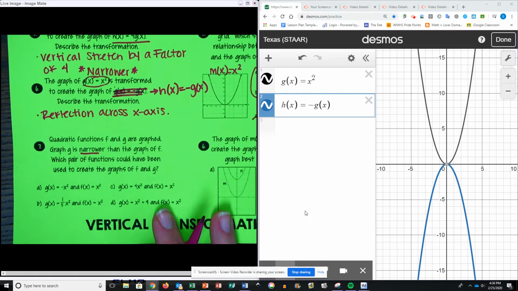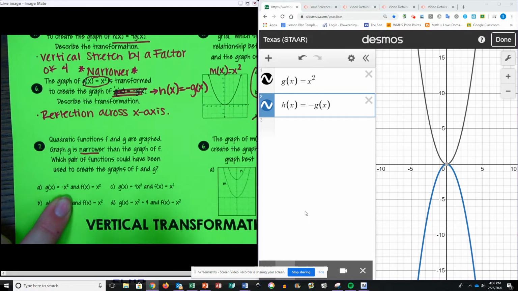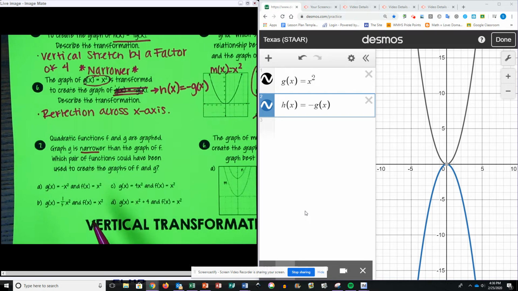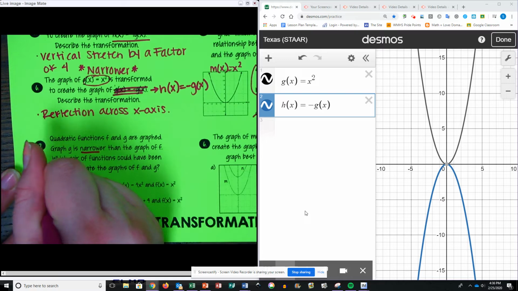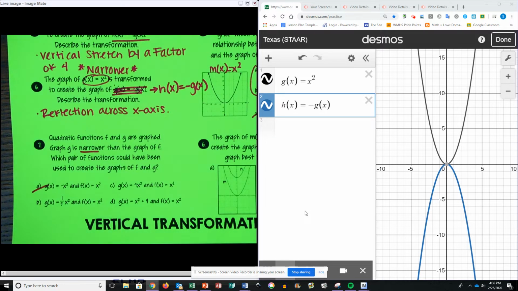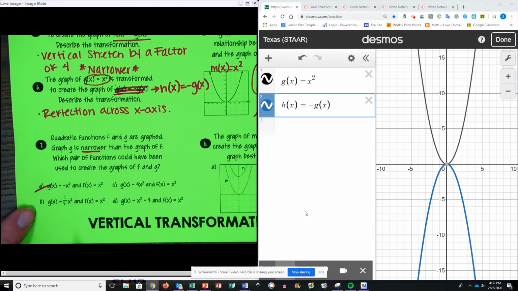All right, so if I look at A, the only difference here is I have negative x squared and then positive x squared, which does exactly what's on our Desmos screen right now and just does a reflection. It does not make anything narrower or wider. All right, now we're on B.